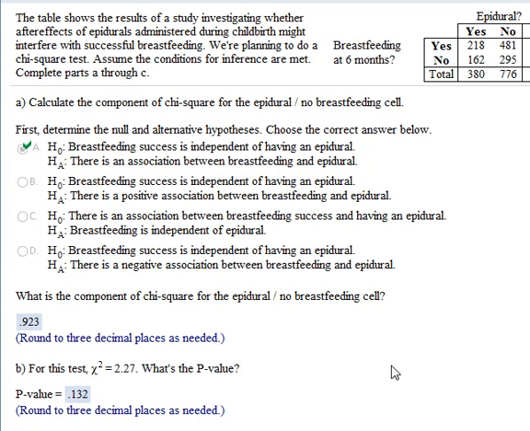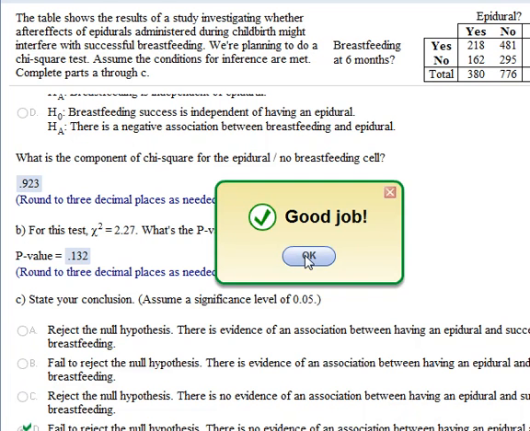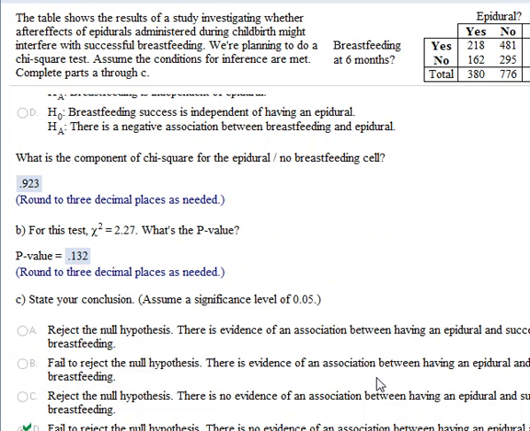And what does that tell you? That's a large p-value, so at a significance level of 0.05, you are going to fail to reject the null hypothesis, and there is no evidence of an association when you fail to reject it. So that will make mothers happy if they choose an epidural. It's not necessarily related that they won't be successful breastfeeders. Okay, so that is the end of that problem.